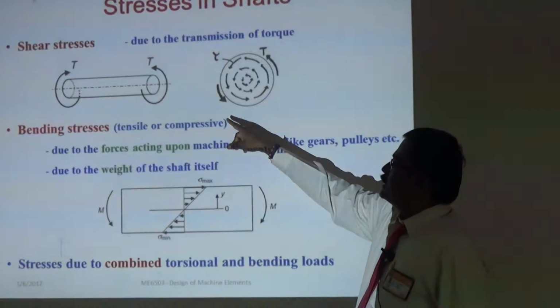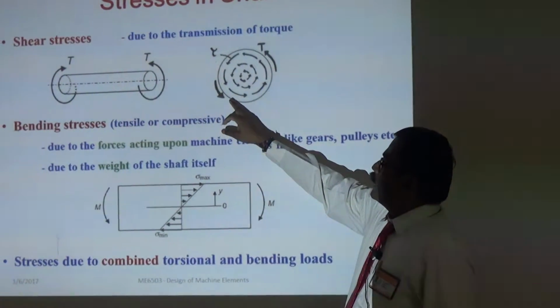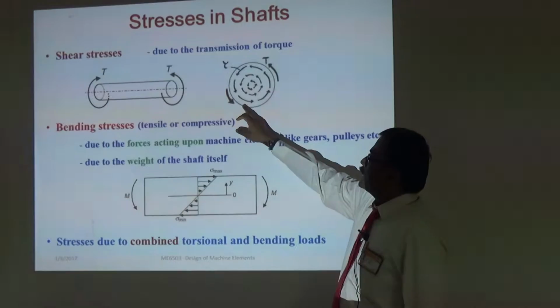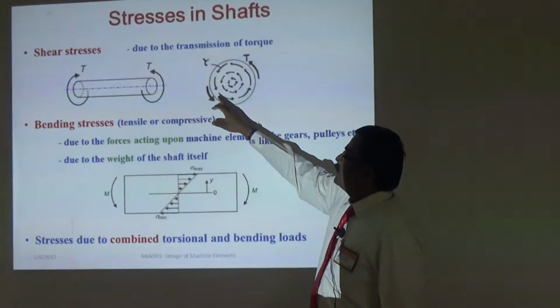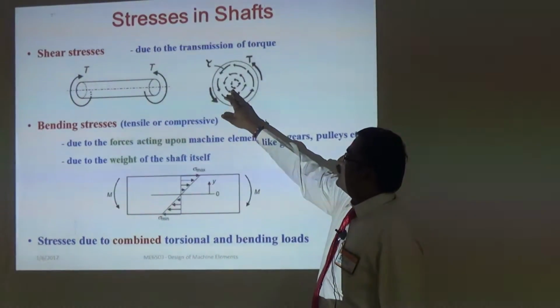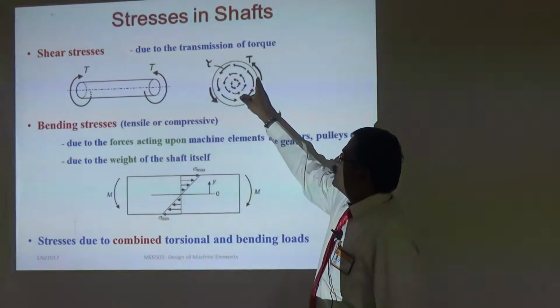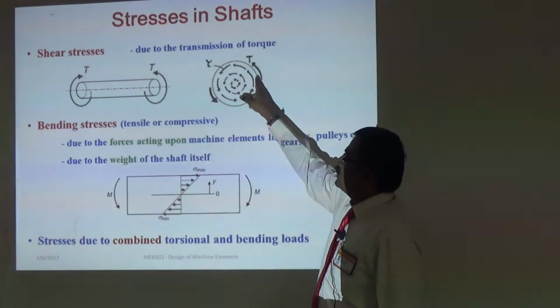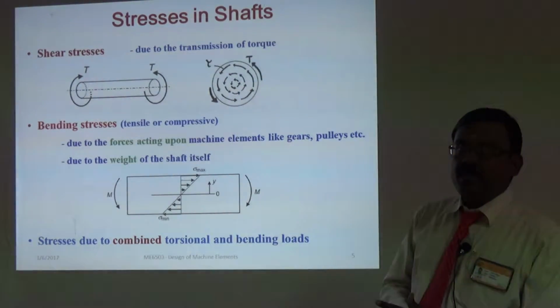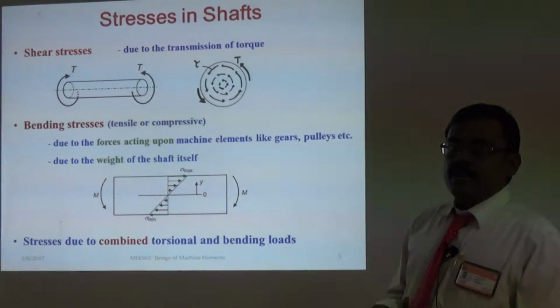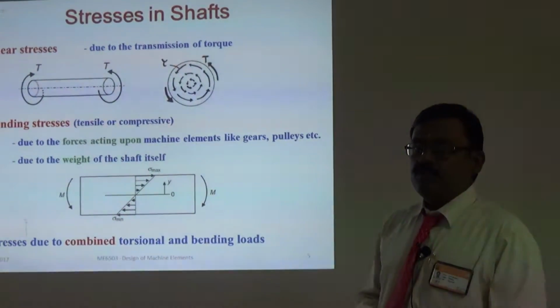If you see the shear stress distribution, on the outer surface the stress value will be maximum, and on the inner surface the value will be 0. So, the shear stress is distributed like this from inner to outer. Inner is minimum, outer is maximum. And because the various parts like pulleys and gears mounted on the shaft, it is also subjected to bending stress.